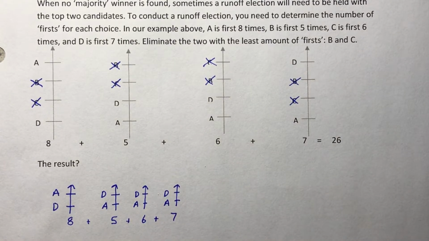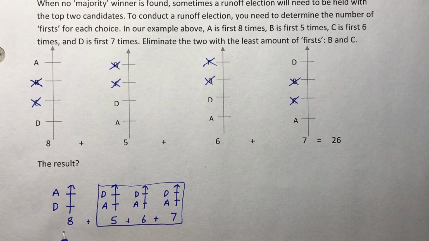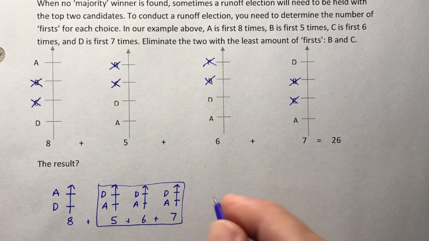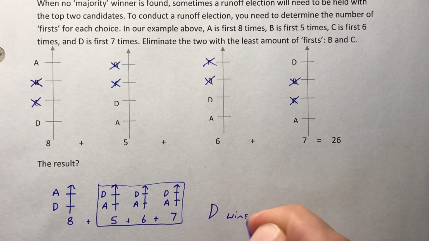If you look at this, these 3 are showing the same thing, D having more votes than A. And so if you compare the results, A came before D 8 times, D came in first with A following 5 plus 6 plus 7, so 18 times. So because 18 is more than 8, this tells me with a runoff method that D wins.